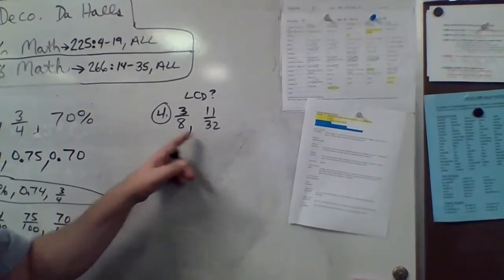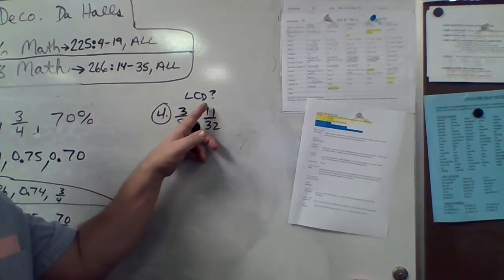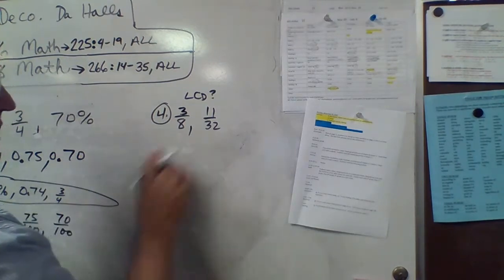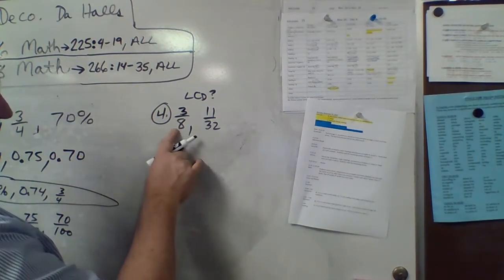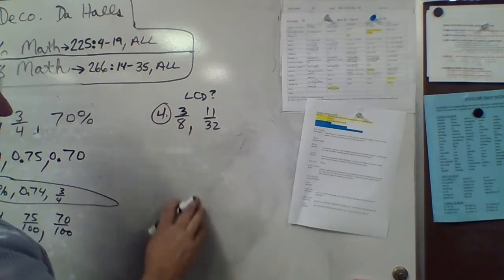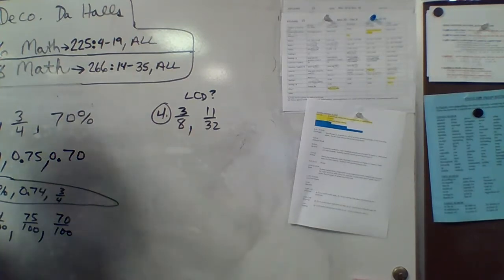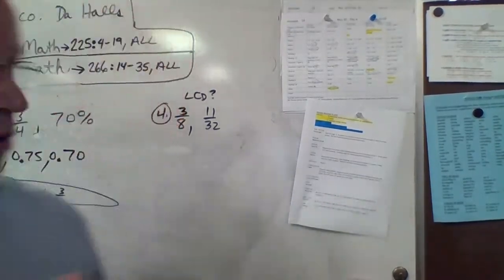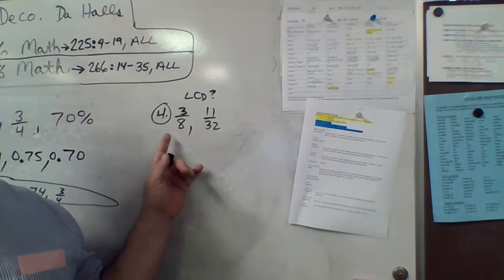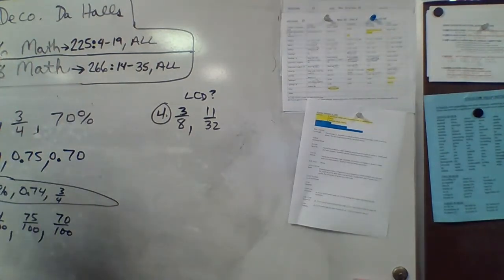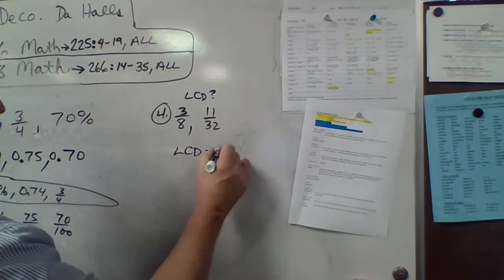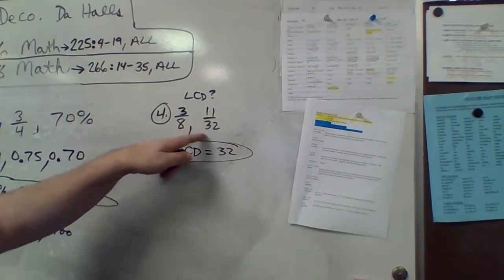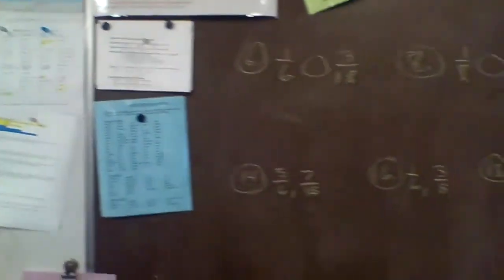What if somebody gave you these two fractions and said, can you find the smallest denominator that they have in common? What they're asking you to do is think about the multiples of 8 and think about the multiples of 32. The multiples of 8 are 8, 16, 24, 32, 40, 48, 56, 64. And the multiples of 32 are 32, 64, 96, and so on. What's the smallest multiple they have in common? It's 32. Right? That's all they're asking you to do. Find the smallest denominator they have in common when you think about the multiples.